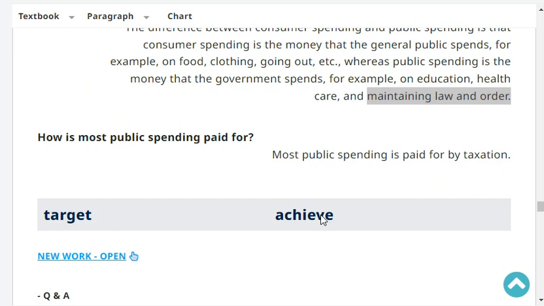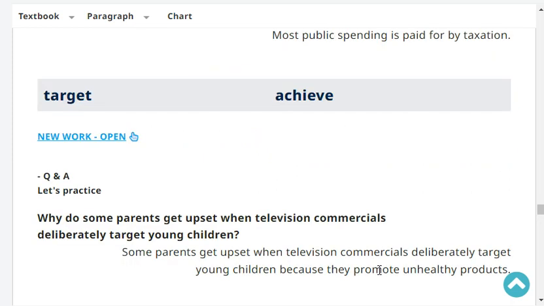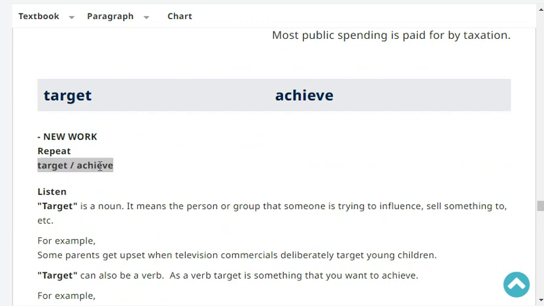Okay, next. How is most public spending paid for? Most public spending is paid for by taxation. Very good. Next, repeat. Target. Achieve. Very good. Okay, listen.